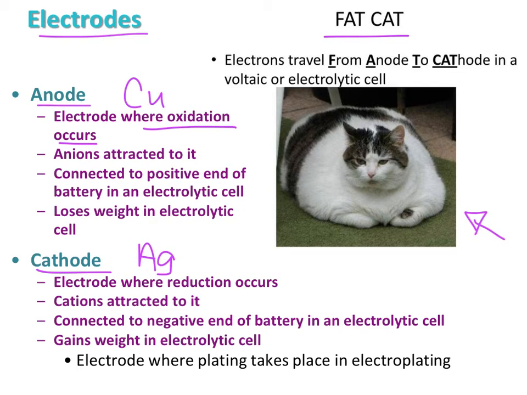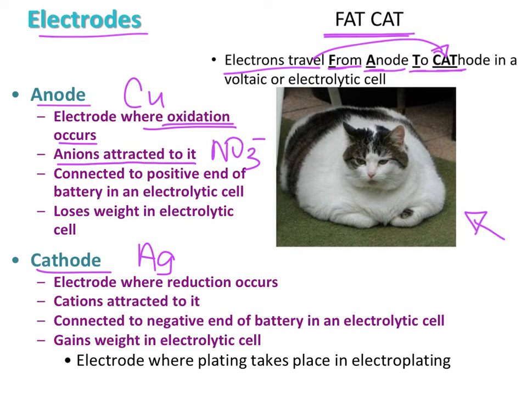So this stands for from anode to cathode. The electrons are traveling from the anode to the cathode. At the anode, you have oxidation occurring because it's losing those electrons and they're traveling to the cathode. At your anode, your anions will be attracted to it. That's why you saw an influx of NO3 minus, nitrate.